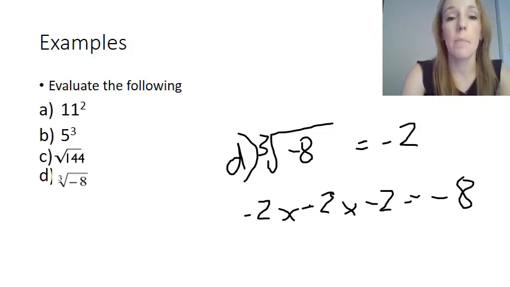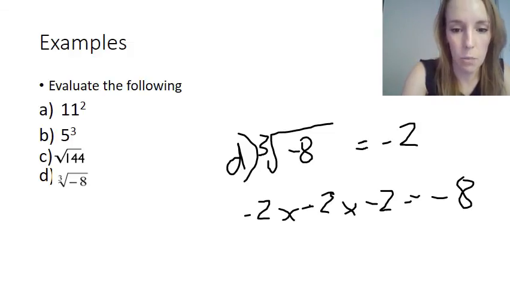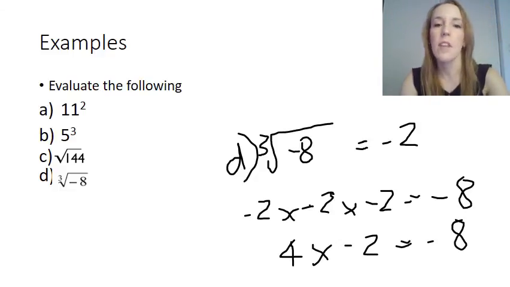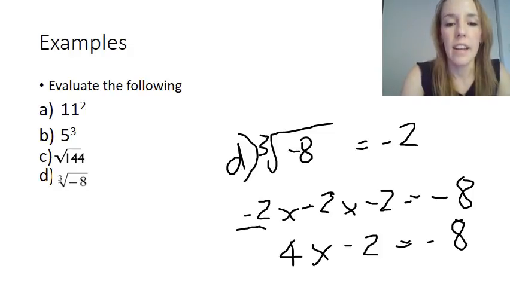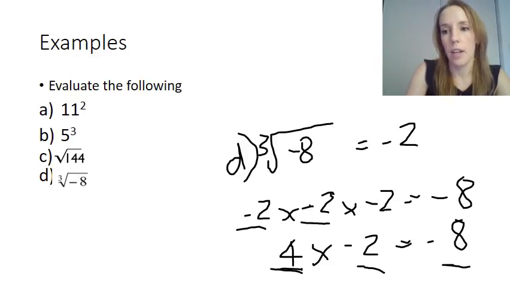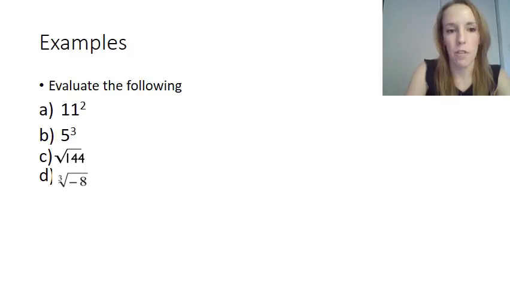Because negative 2 times negative 2 will give us an answer of positive 4, and positive 4 times negative 2 will give us negative 8. So hopefully you can see where we got that answer. Negative times a negative is a positive, and then a positive times a negative will give us a negative answer. So that's how we could do the cube root of that one there.